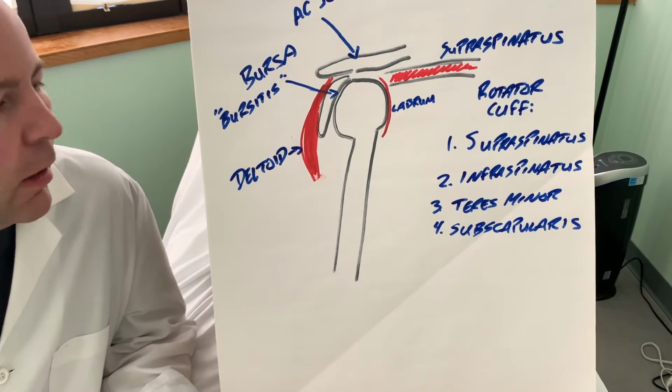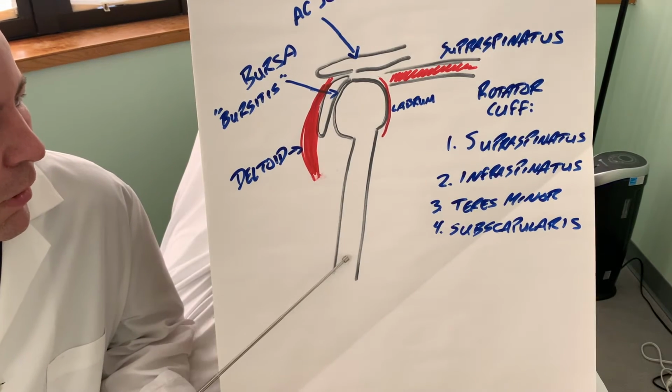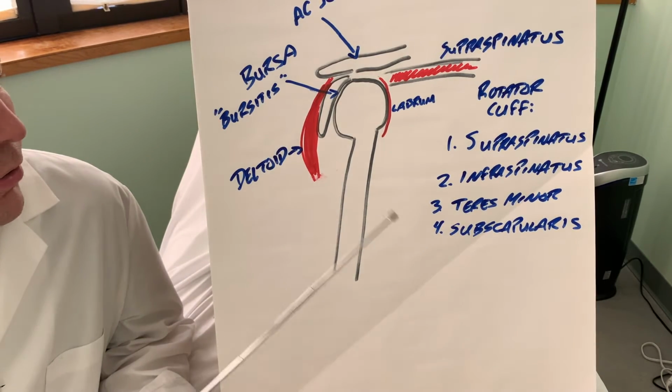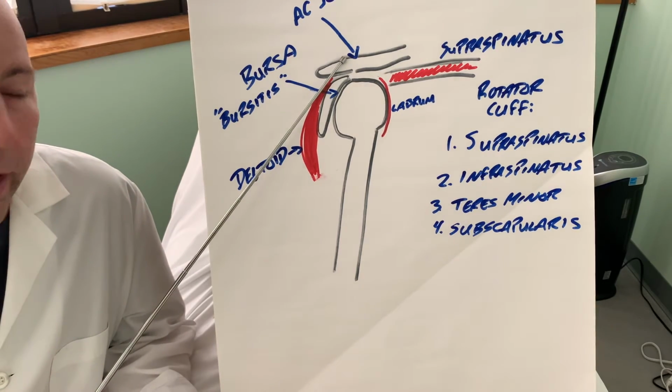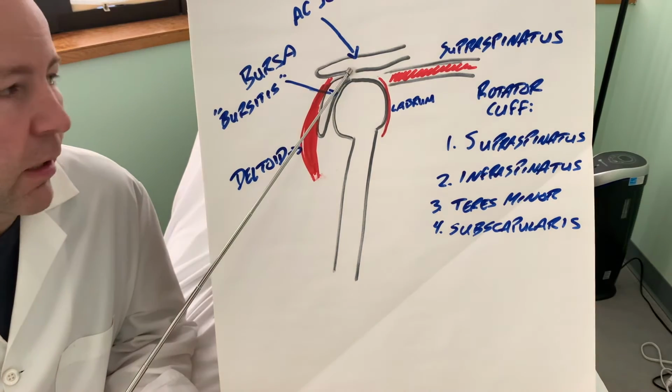So here goes. This is a shoulder. This is the head of the shoulder, the arm bone here. These are the key structures in the shoulder. We got the AC joint where the clavicle meets the acromion, and this little joint often gets strained in injuries.